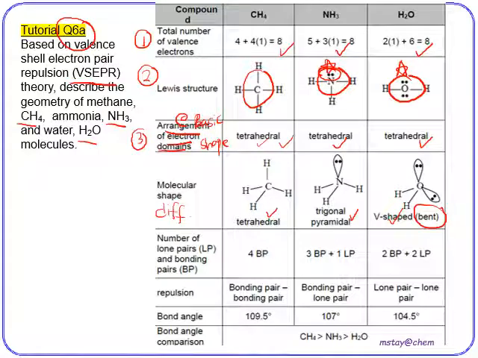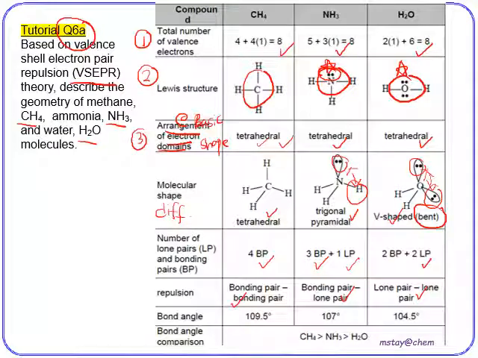Now, based on the number of lone pair electrons and bonding pairs, for methane, all are bonding pairs. So the type of repulsion between them is always bonding pair and bonding pair repulsion. For ammonia, there are 3 bonding pairs and 1 lone pair electron, and here we have the repulsion between bonding and lone pair electrons. While for water, there are 2 lone pairs and 2 bonding pairs. So the repulsion will be between lone pair and lone pair electrons.